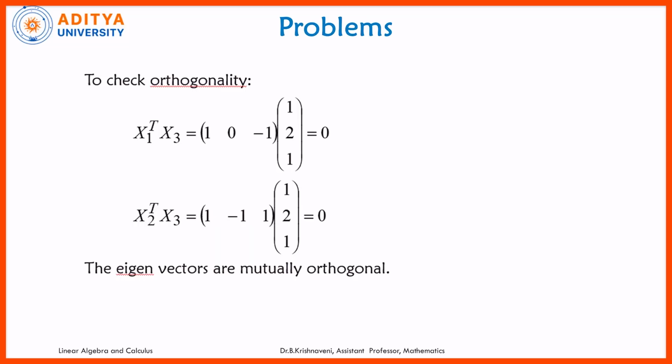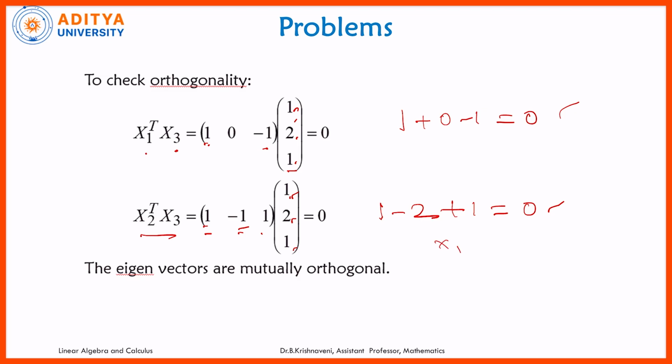Next, take the second pair x1, x3. Calculate x1 transpose into x3. So, x1 transpose is the row 1, 0, minus 1 and x3 is the column 1, 2, 1. Multiply it: 1 into 1 is 1, 0 into 2 is 0, minus 1 into 1 is minus 1, equal to 0. Next, calculate x2 transpose into x3, row 1, minus 1, 1, with x3 column 1, 2, 1. Multiply it: 1 into 1 is 1, minus 1 into 2 is minus 2, plus 1 into 1 is 1. So, you are getting again 0. Hence, x1 and x3 are orthogonal, and x2 and x3 are also orthogonal. Therefore, we can say that all the 3 are mutually orthogonal, that is, the eigenvectors are mutually orthogonal.